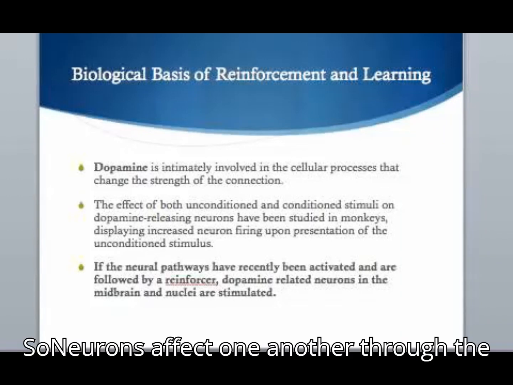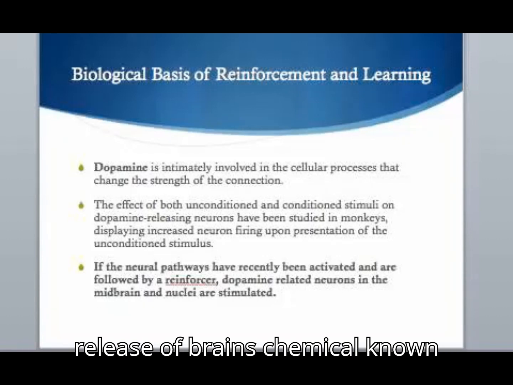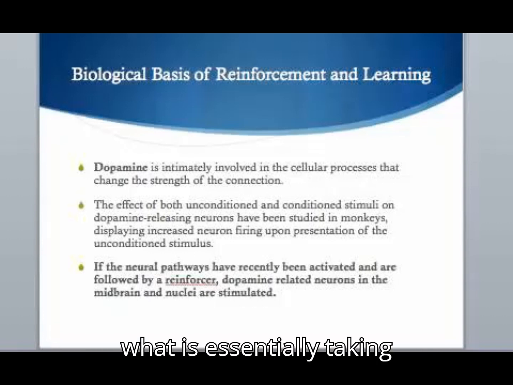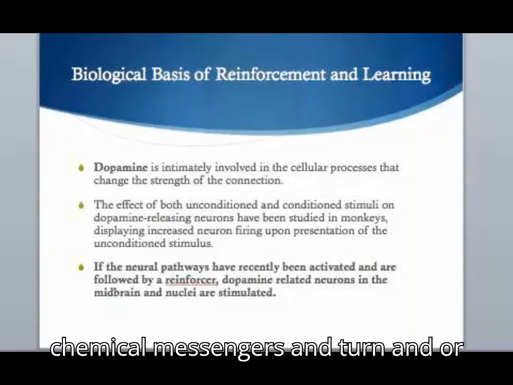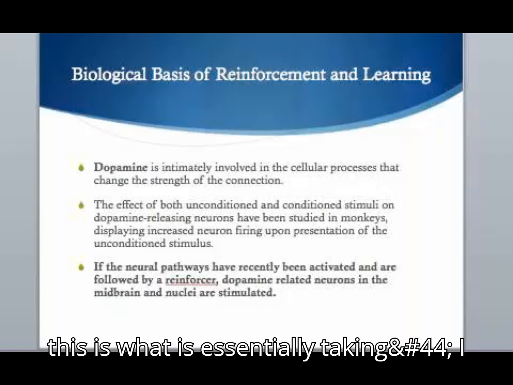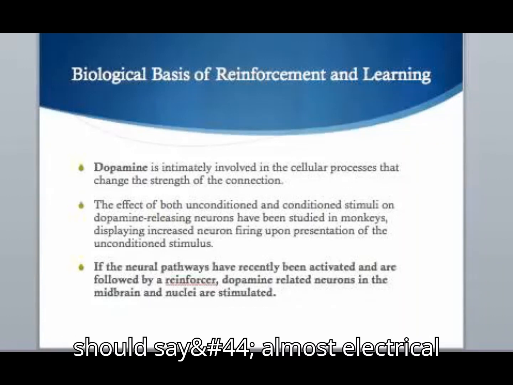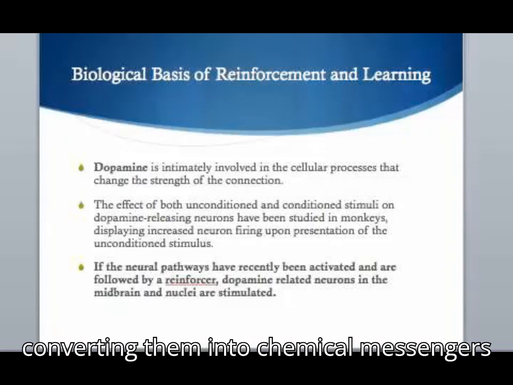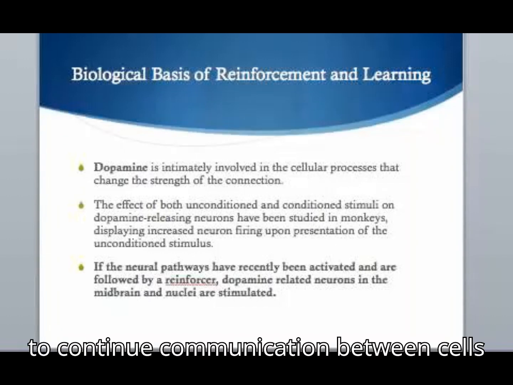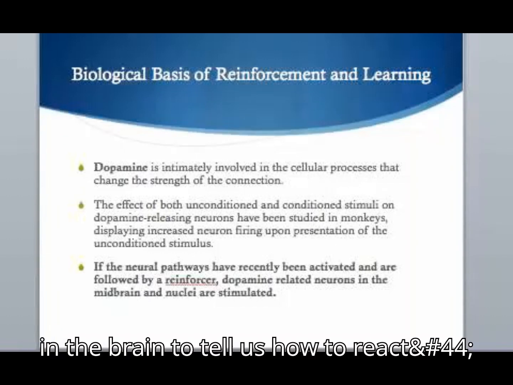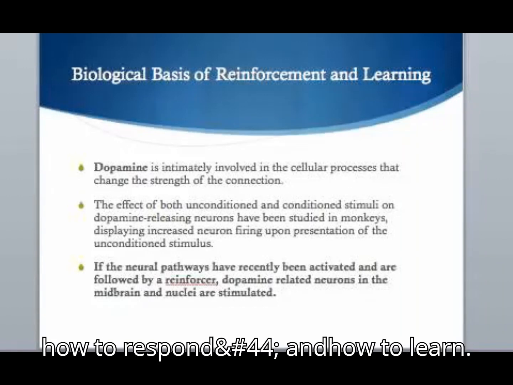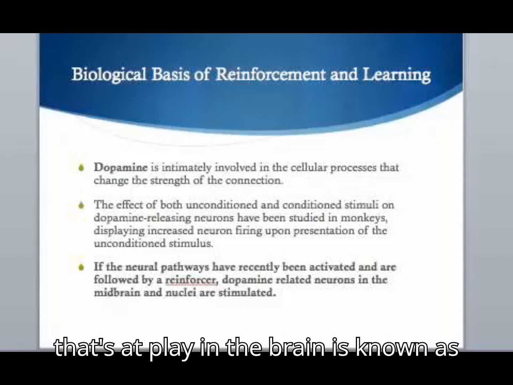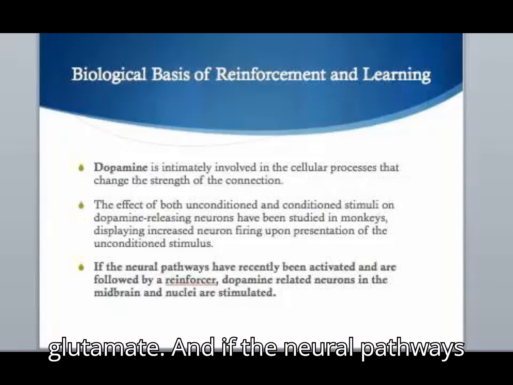So neurons affect one another through the release of the brain's chemicals known as neurotransmitters. This is essentially taking almost electrical impulses throughout the brain and converting them into chemical messengers to continue communication between cells in the brain, to tell us how to react, how to respond, and how to learn. The primary excitatory neurotransmitter, the main kind that's at play in the brain, is known as glutamate.